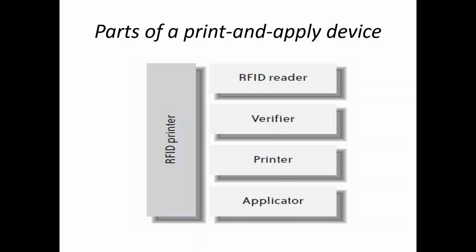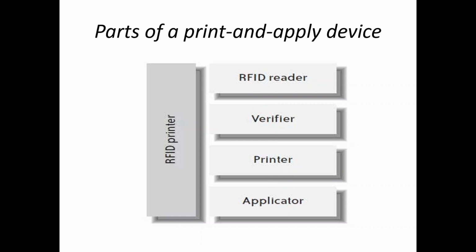Then comes the verifier. The verifier is a quality check system. After the RFID reader writes data, the verifier reads the tag again to confirm that the correct data has been written and the tag is working properly. If the tag is defective or fails encoding, the printer can mark it as bad and skip it or send it to a reject bin. So it ensures only valid RFID labels are applied to the products.